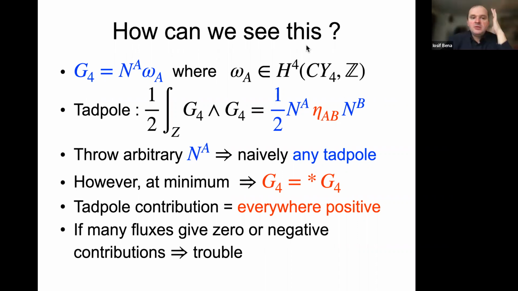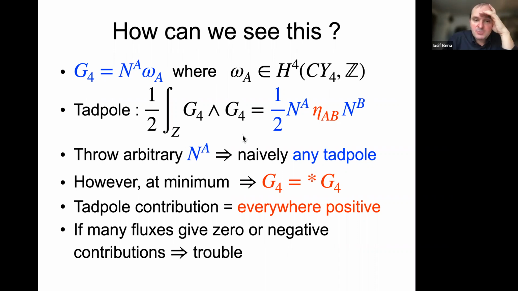It comes from a very simple argument. You just take a Calabi-Yau, and you write a basis of 4-forms. You write some omega A, and you write your flux as some N_A, which is quantized, times omega A.